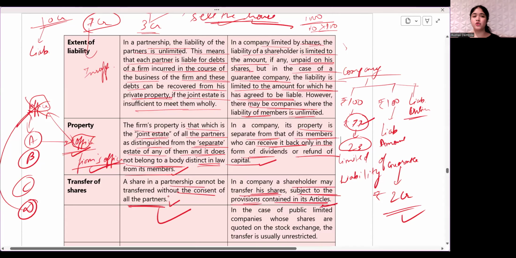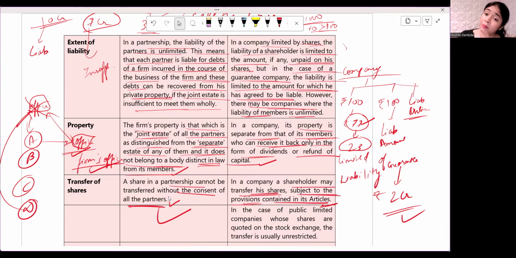Now, what happens is we usually see the share price of Tata Motors has increased, Tata Communication has increased. Now we can sell it. So now, do we go to the company and ask for permission? No, it is written in the articles of the company. The shareholders can sell the firm's share anytime they want.